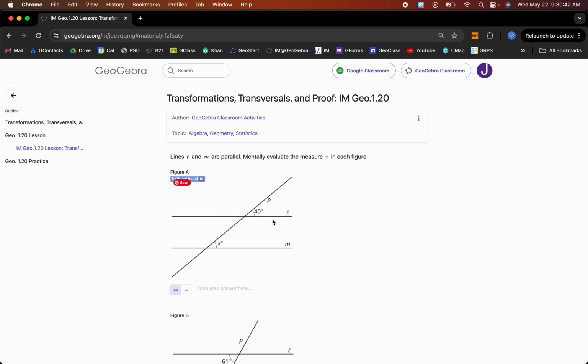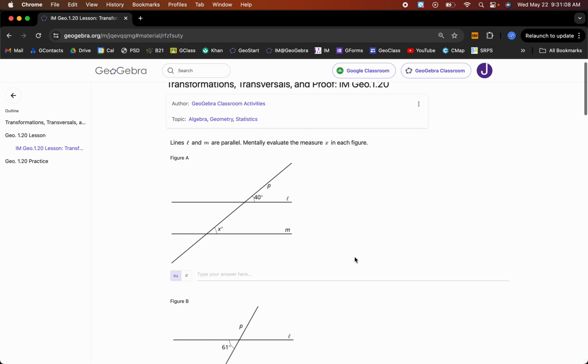We recognize that these are parallel, so obviously this is the same value as this, right? If you took this angle and slid it up here, you translated it, it would fit perfectly up there because parallel lines, right? If you translate a parallel line to another parallel line, it will just make it disappear. So these angles have to be the same. So X here has to be 40.